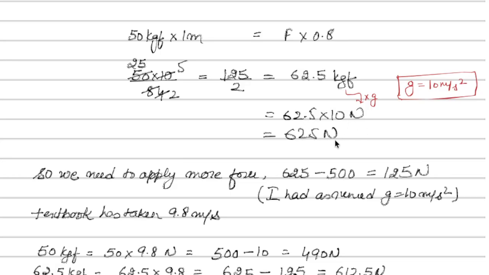So we have to apply more force. If you see, the previous force was 50 kilogram force. If we consider g in that case also, it will become 500 Newton. And now we have to apply 625 Newton. So the answer is 125 Newton more force we need to apply.